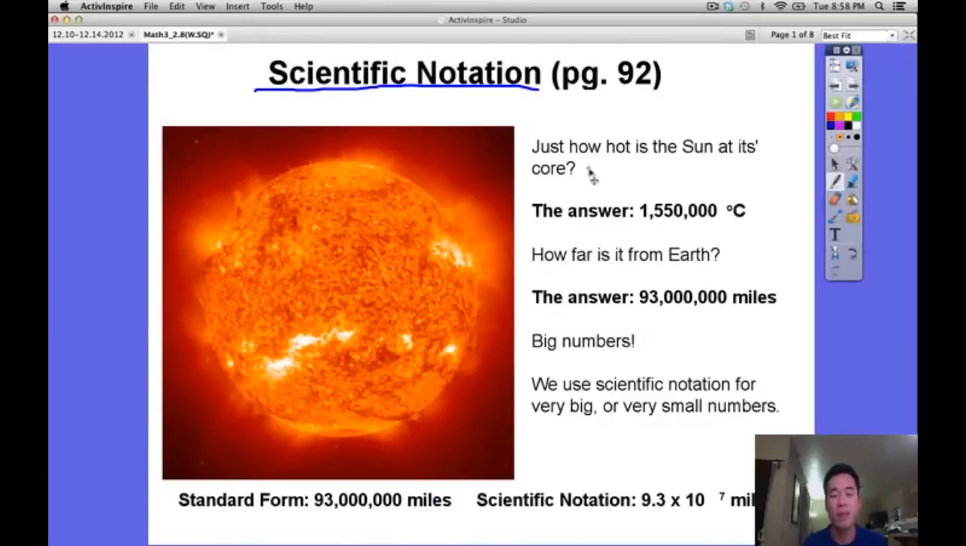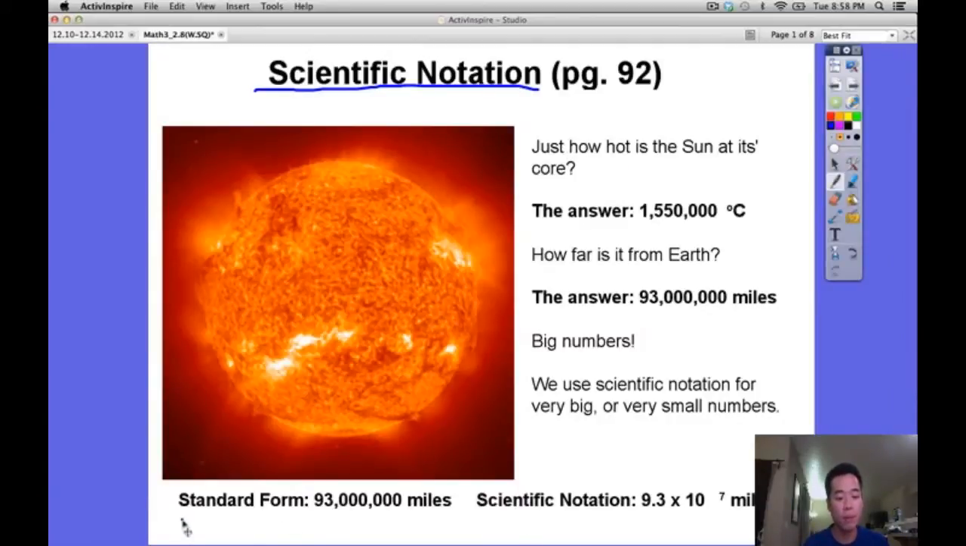1,550,000 degrees Celsius. Another example, how far is it from Earth? The answer is 93,000 miles from the sun. So the Earth from the sun is 93,000 miles. Those are really big numbers. We use scientific notation for very big or very small numbers.